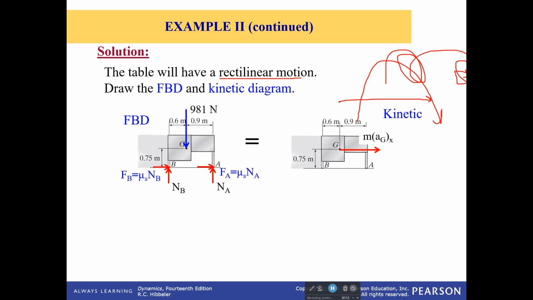So if we look at our table, we know there's the weight at the center. And we're going to have a frictional force, which is trying to stop it from moving. It's pushing to the right because the table is going to try to fall off the back of the truck, so it'll be moving to the left. We have a normal force at points B and A. And for our table itself, we're just going to go ahead and draw the sense of the direction there.